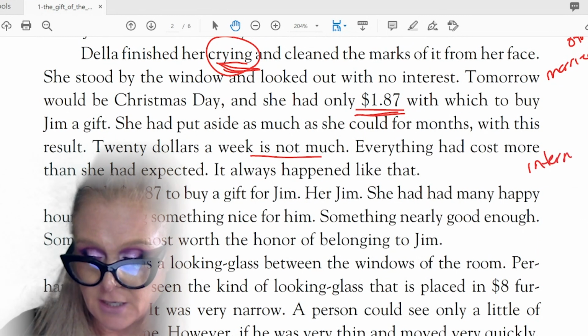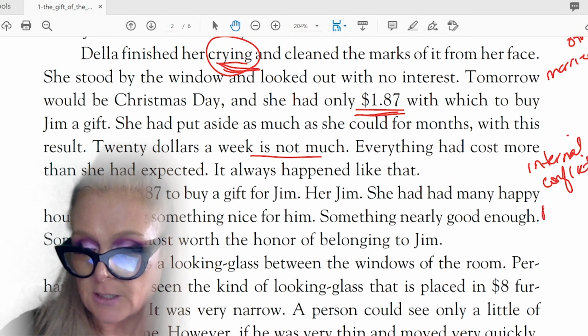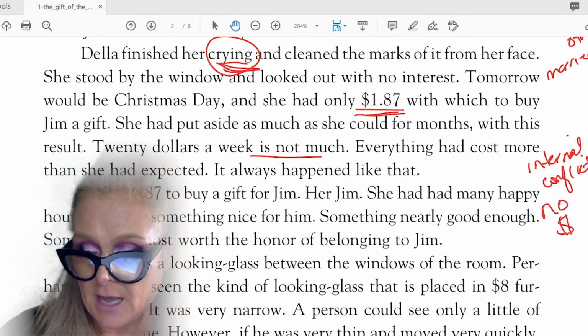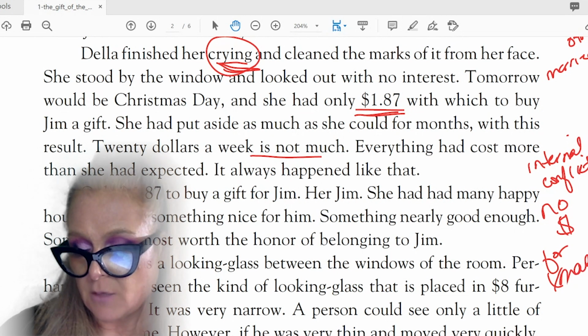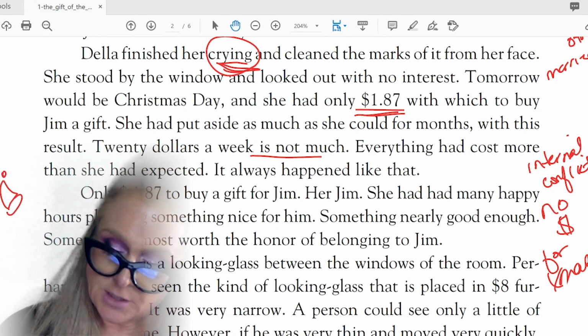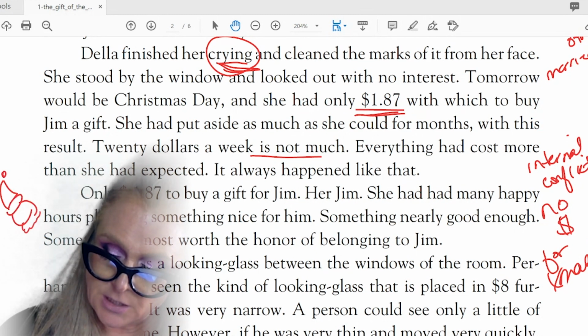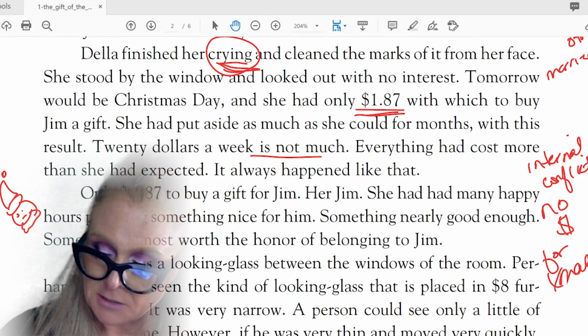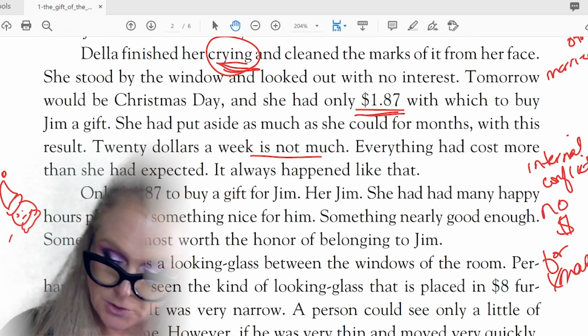So definitely there is some conflict right here, right? We know there's some internal conflict. She doesn't have money for Christmas. I think we can all relate to how frustrating that can be at times, right? So she does not have money for Christmas. She is sad. And then sometimes when I'm annotating, I'll even draw little pictures.